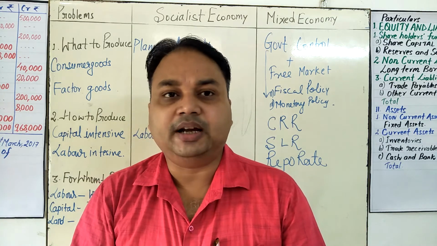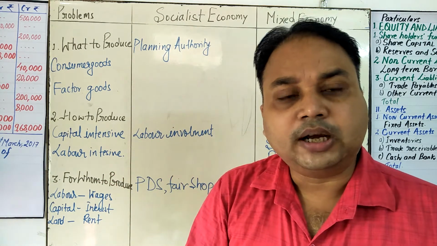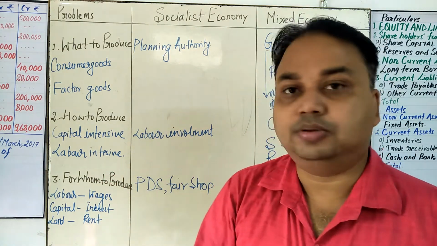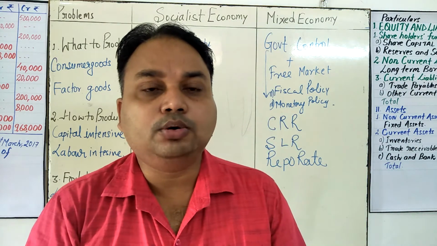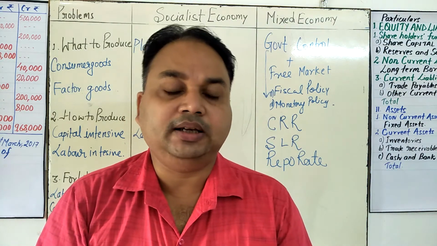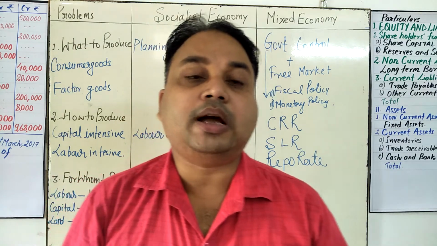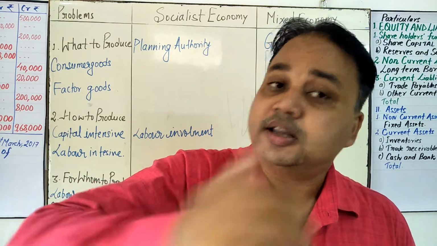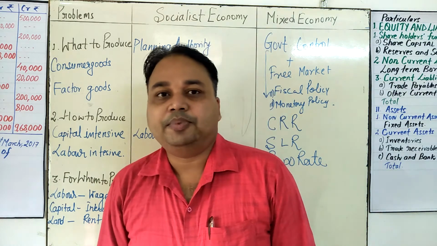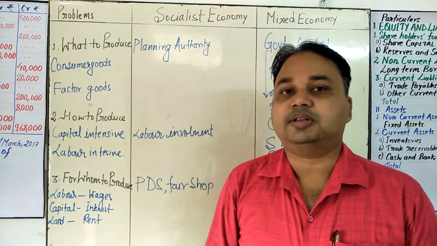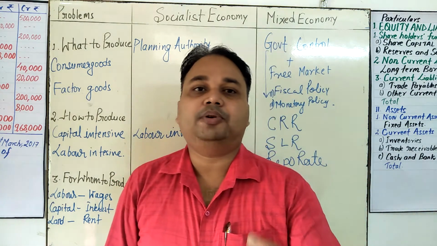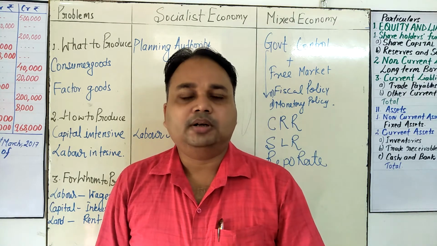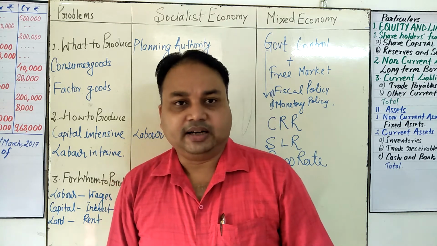First, you have to understand there are two types of goods: consumer goods and factory goods. Consumer goods are those goods which are consumed directly by the consumer, and factory goods are those goods which are going to be employed in the industry. For example, machinery is a factory good, and consumer goods are, for example, toothpaste, rubber, cooking oil, etc.